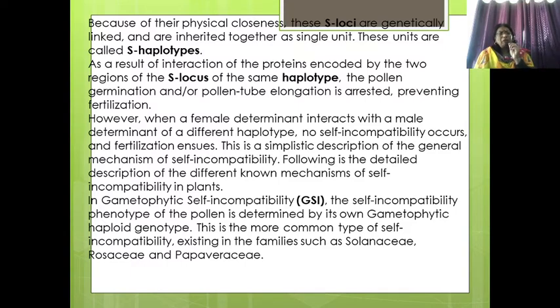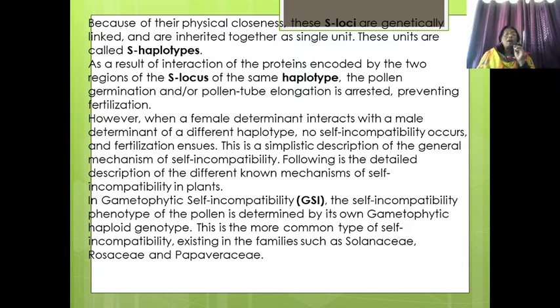However, when a female determinant interacts with a male determinant of a different haplotype, no self-incompatibility occurs and fertilization ensues. This is a simplistic description of the general mechanism of self-incompatibility. Following is the detailed description of the different known mechanisms of self-incompatibility in plants. In gametophytic self-incompatibility, that is GSI, the self-incompatibility phenotype of the pollen is determined by its own gametophytic haploid genotype.